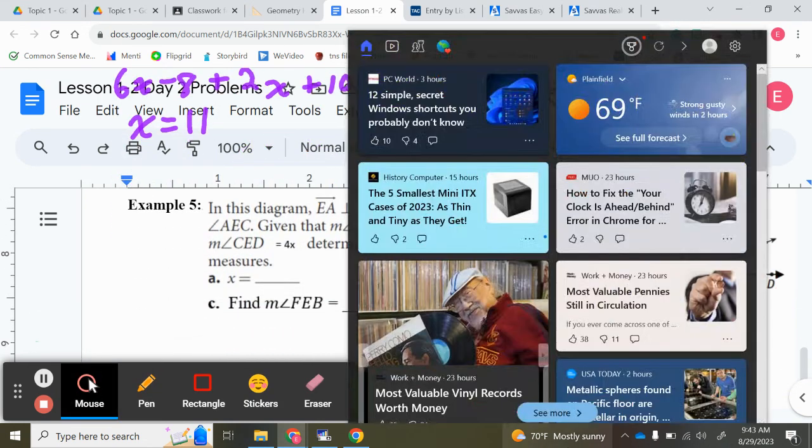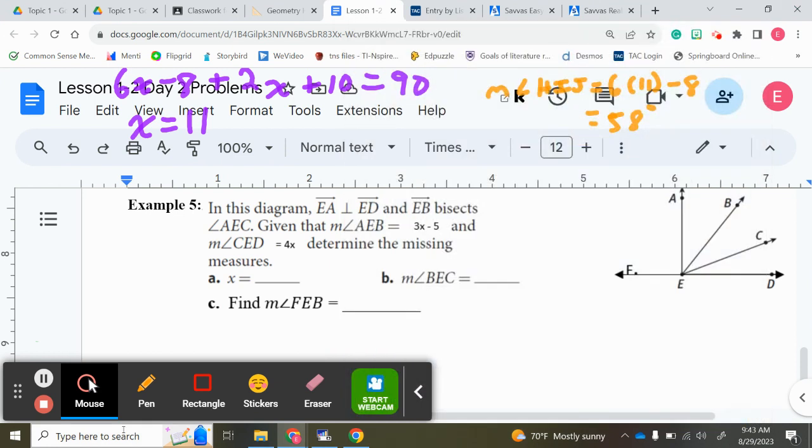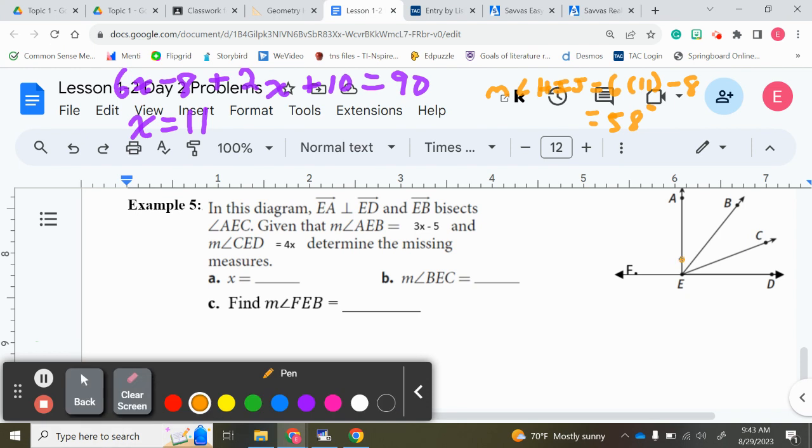All right, so this says, in this diagram, ray EA is perpendicular to ED. So that's kind of nice. I know that's a right angle. So I'm going to mark that up. EB bisects AEC. So here's AEC. So that means this angle and this angle are congruent because EB is that bisector.